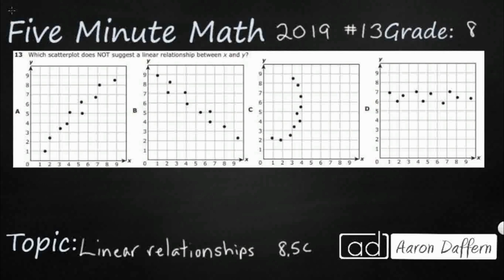So we've got some scatter plots here, and there are two words that are going to be important for us. First, which scatter plot does not suggest a linear relationship? So that is not defined anywhere on your answer document. It's not defined in this problem, so that's a vocabulary word we need to know going into this problem.